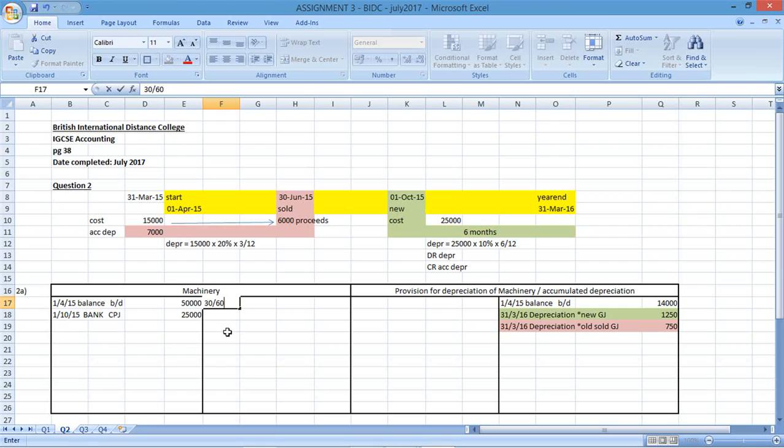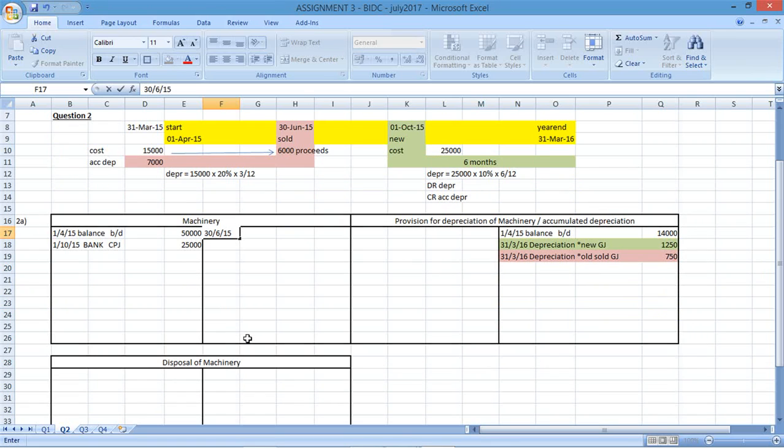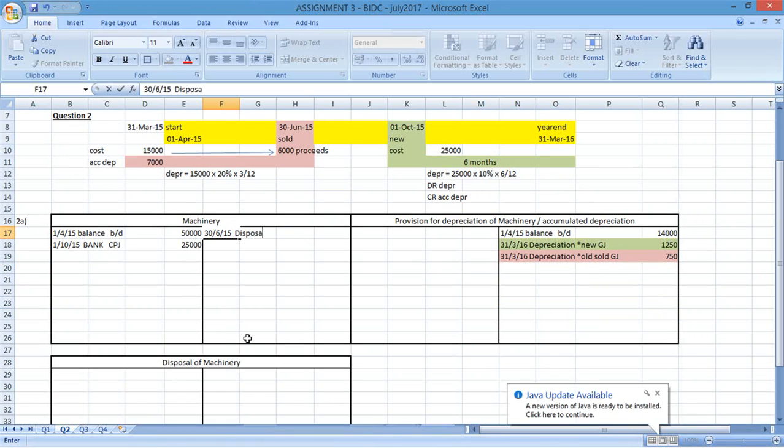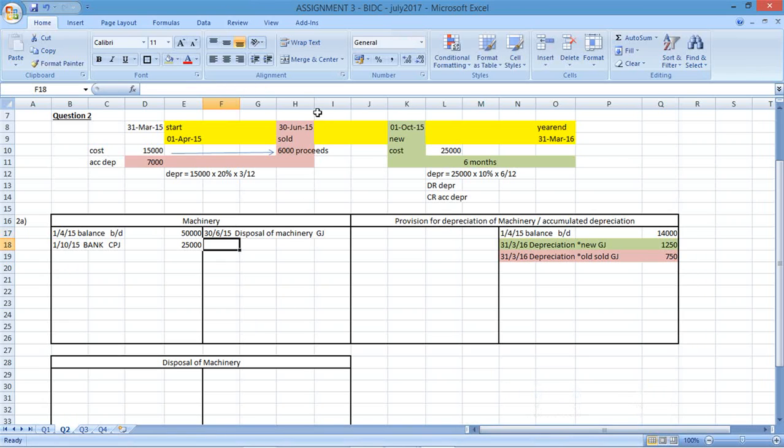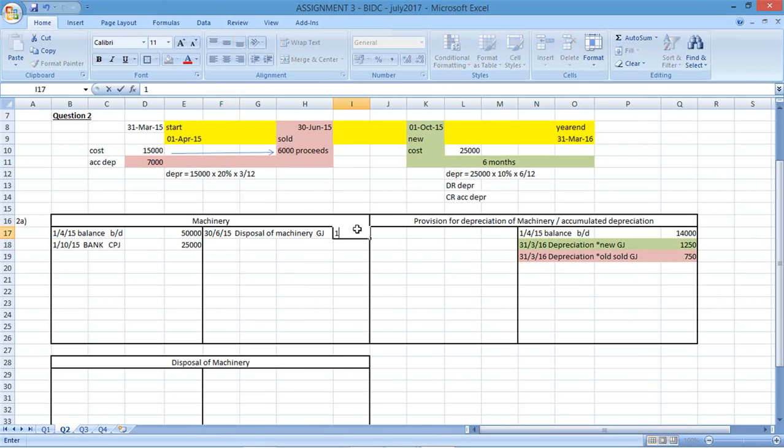You would have recorded 30 June 2015 asset realization, or they call this disposal of machinery account, disposal of machinery. That would have been general journal, and the amount that was disposed of was an asset worth 15,000. We read that earlier in the question. Right, so this is going to be transferred to the disposal of machinery. There's the credit, here's the debit.